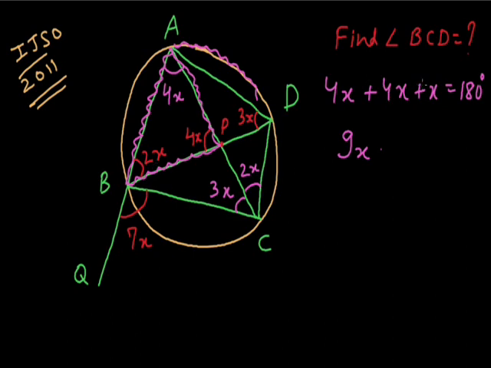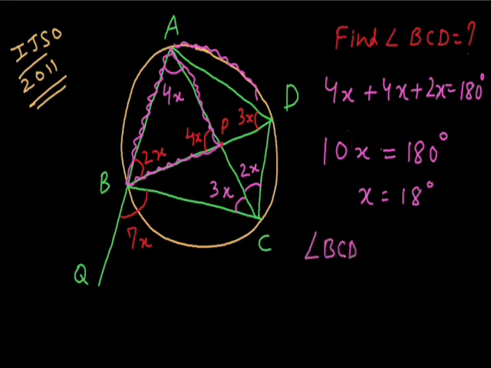Sorry, this angle is 2x. Let me correct it. Over here this angle is 4x, this is 4x, and this one is 2x. So the sum is not 9x, the sum will be 10x. 10x will be equal to 180 degrees, therefore x will be equal to 18 degrees. But we need to find angle BCD, which is equal to 2x plus 3x, 5x. That is 5 into 18 degrees, which is equal to 90 degrees.